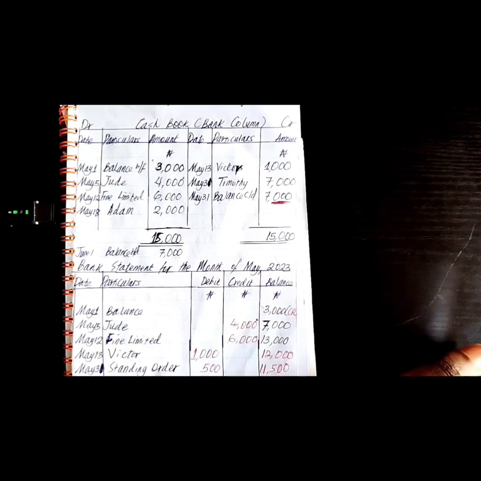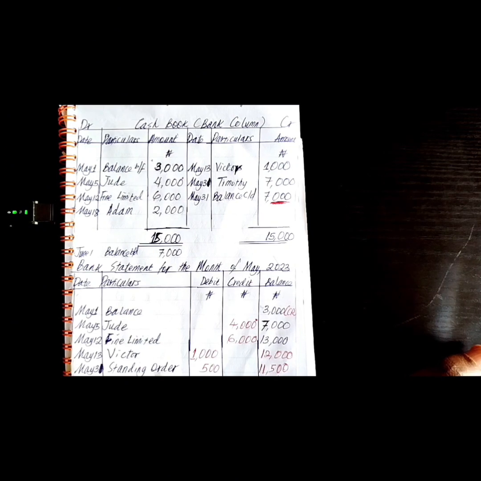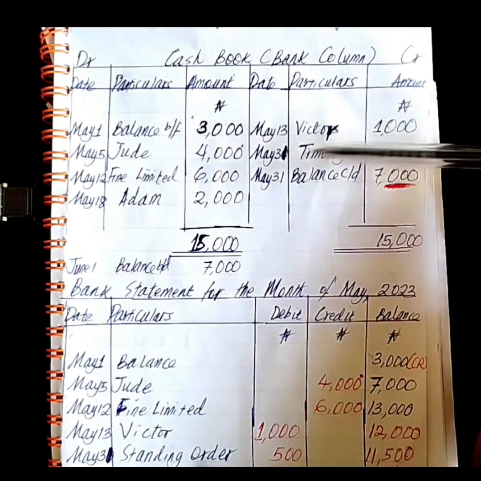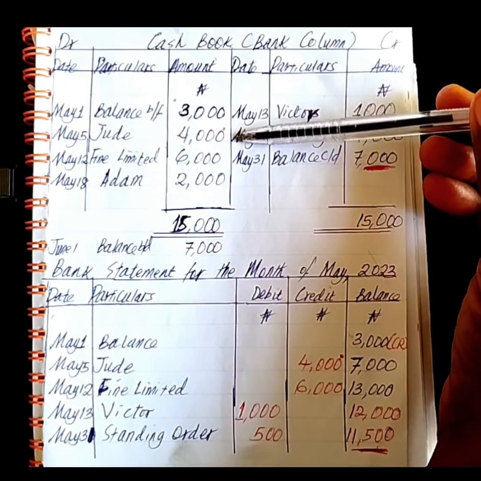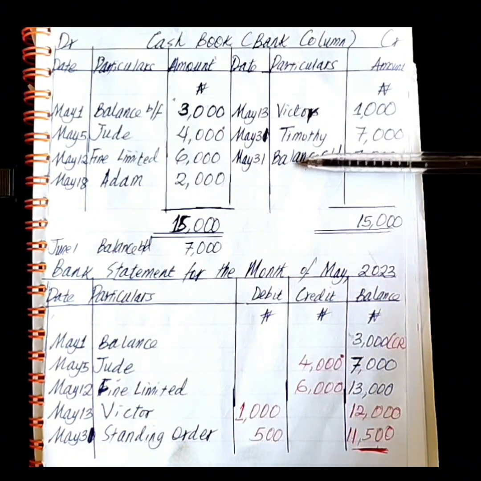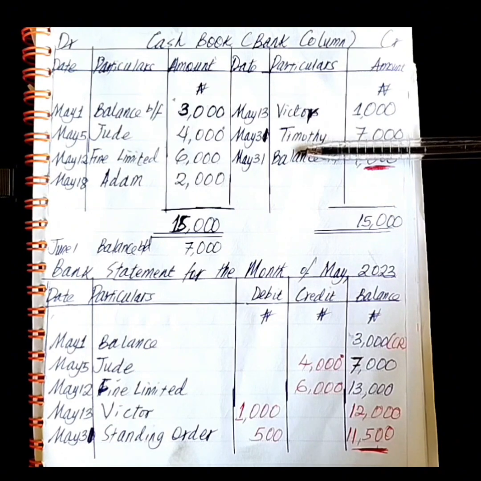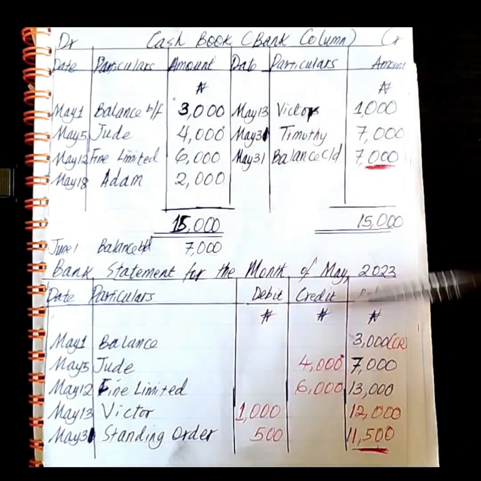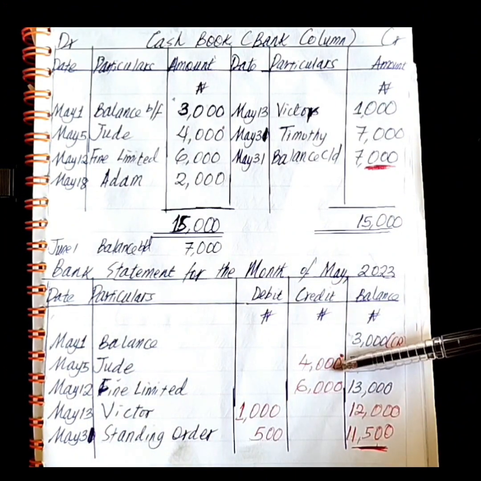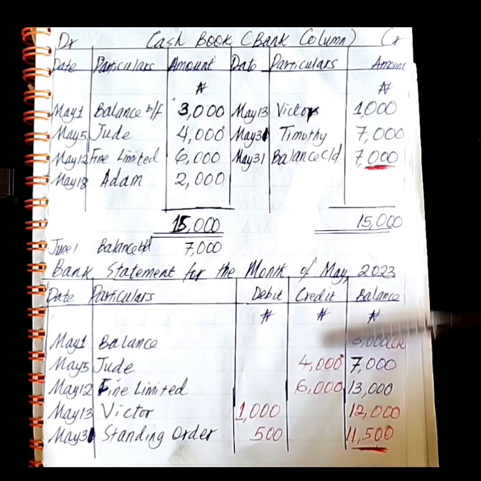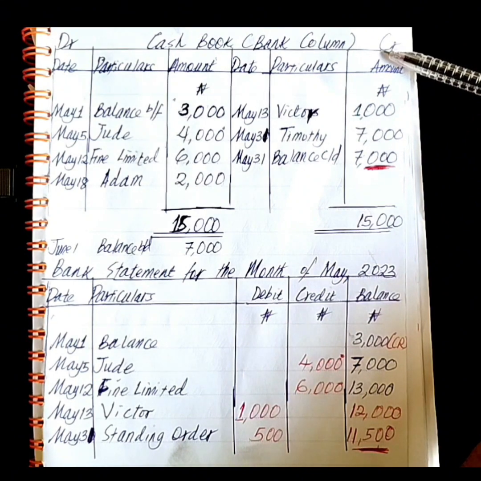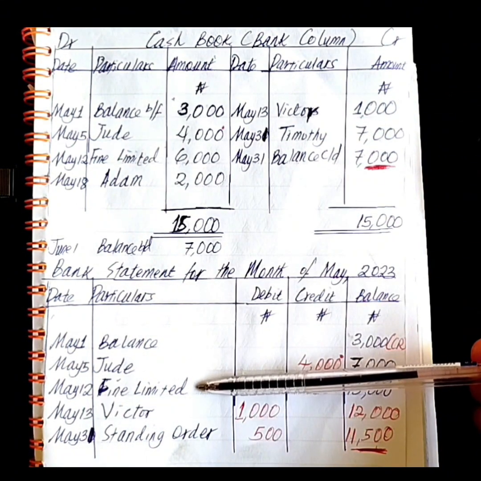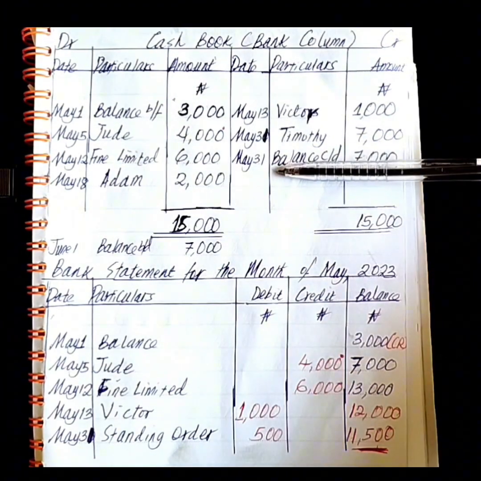I would also like you to understand the principle upon which banking is done. What I mean is that whatever entry you make in your cash book, the bank makes the opposite of that entry. For example, when you make a debit entry to your cash book, the bank makes a credit entry to your bank account. And when you make a credit entry to the bank column of your cash book, the bank makes a debit entry. Look at this.